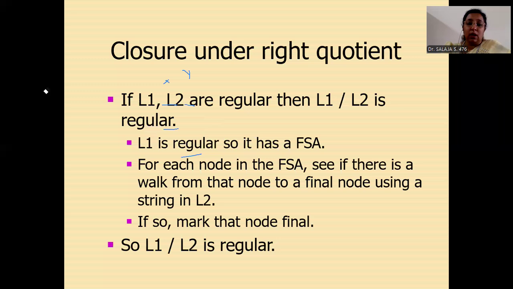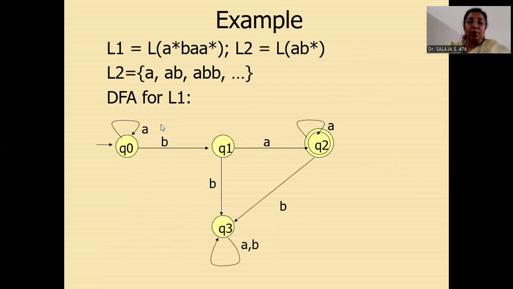Now, how do I do it? If L1 and L2 are regular, then L1 slash L2 is also regular for any regular languages which we take. Therefore, regular languages are closed under the right quotient operation. Now, how do we define it? Say L1 is represented by the regular expression A closure B A closure. So we'll try to define it.